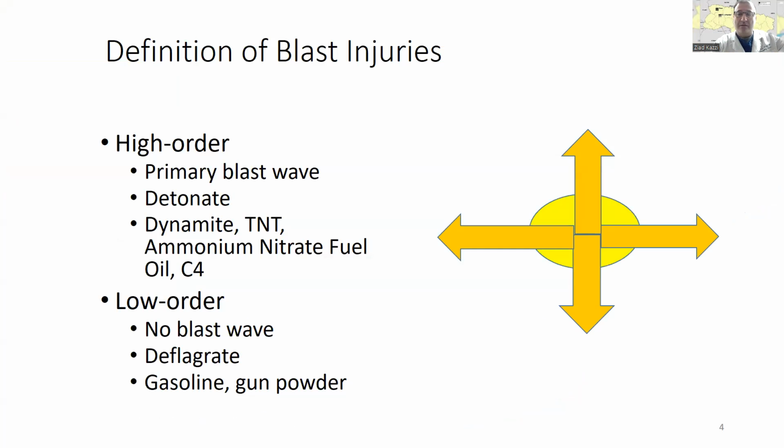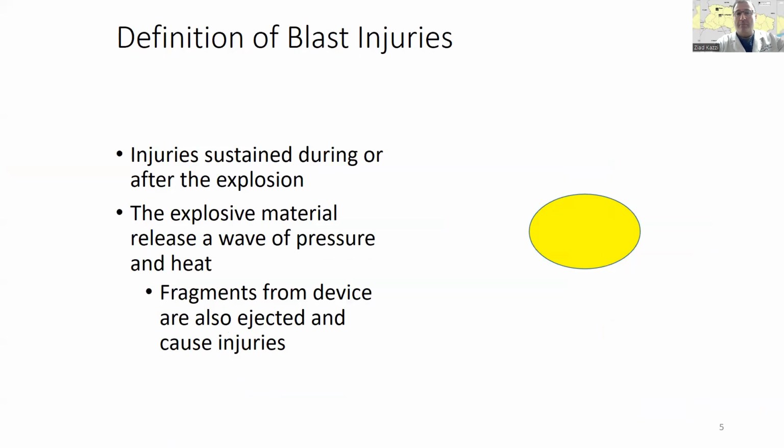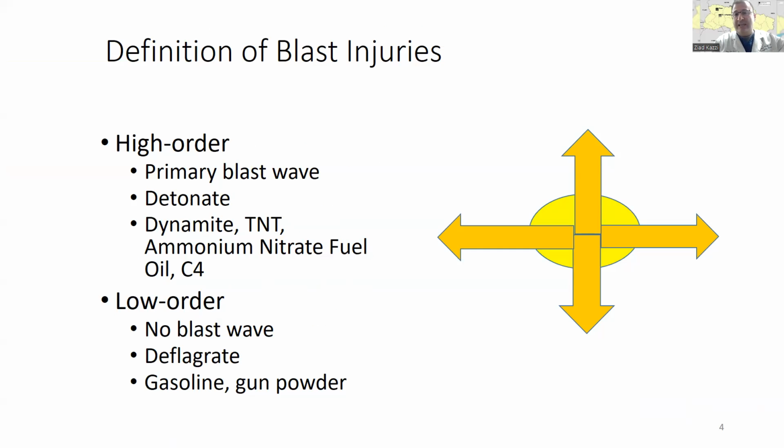So again, I just want to illustrate this concept of high versus low order explosives. Remember, the chemical is going to be releasing energy in the form of pressure wave and heat. And if it's a high order explosive, the pressure wave is going to be traveling at a supersonic speed, and that will lead to specific primary blast injuries that we'll list shortly. Examples of high order explosives are what you see usually with the military grade devices like C4, of course, ammonium nitrate, dynamite, and TNT.